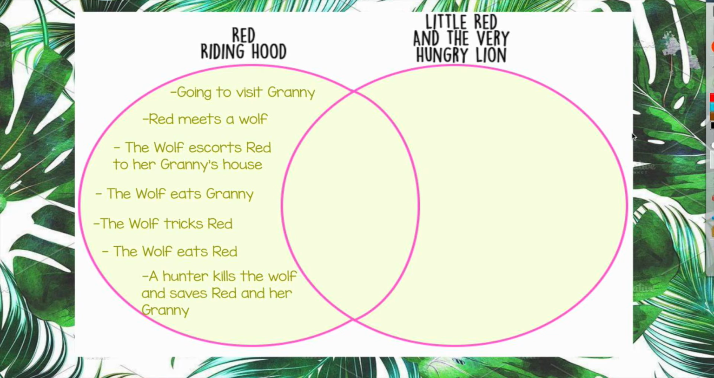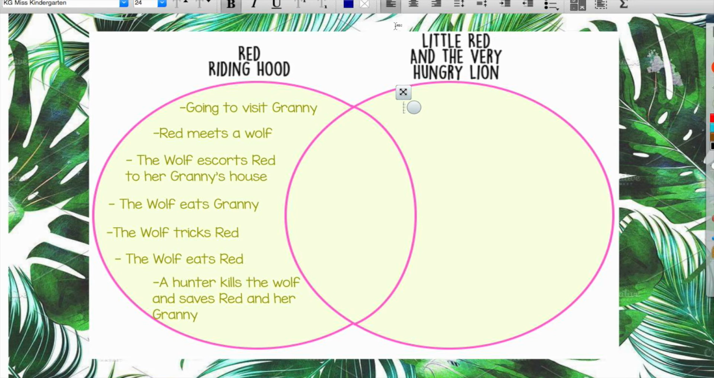Awesome job, guys. Now that we've talked about all the differences that we saw in the first story, let's write all the differences we saw in Little Red and the Very Hungry Lion. The first difference is that Little Red was not going to see her granny. She was actually going to visit her Auntie Rosie. So I'm going to write that as my first difference. Going to visit Auntie Rosie.